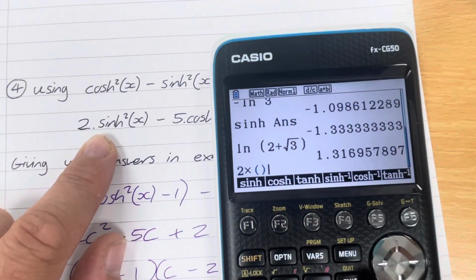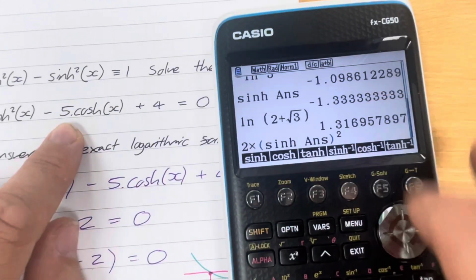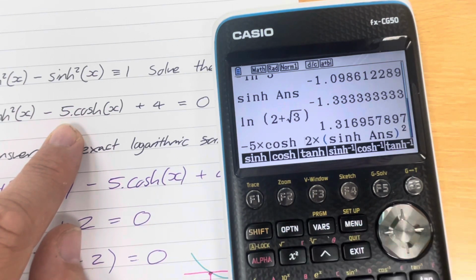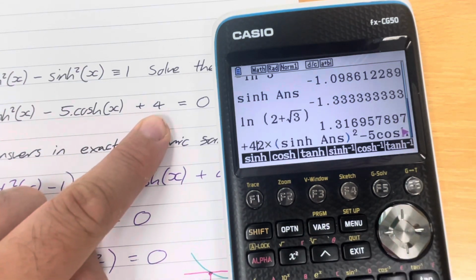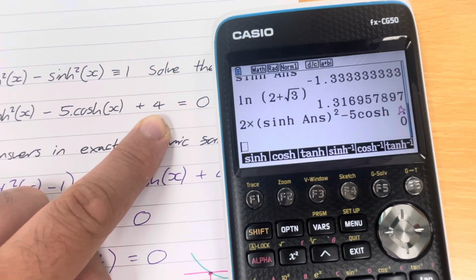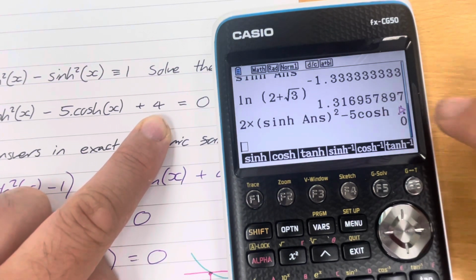So 2 times sinh of my answer squared, minus 5 times the cosh of my answer. And then plus 4, that should equal 0. It does. So that confirms that at least that one is a root.